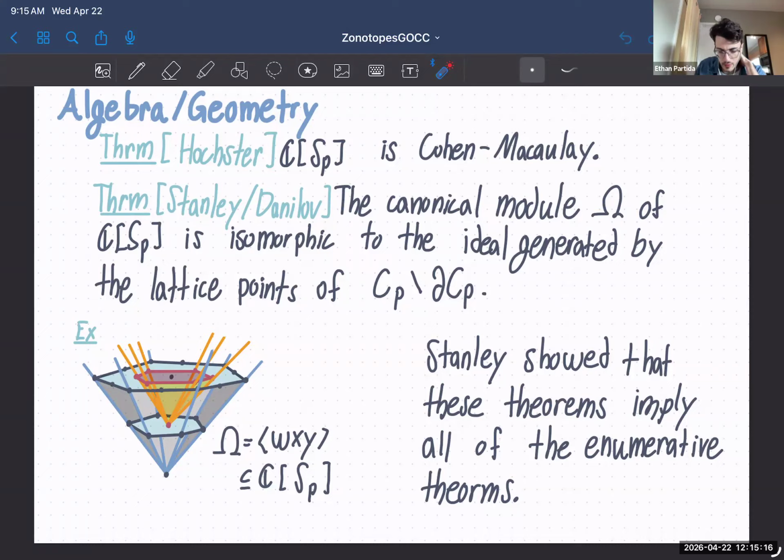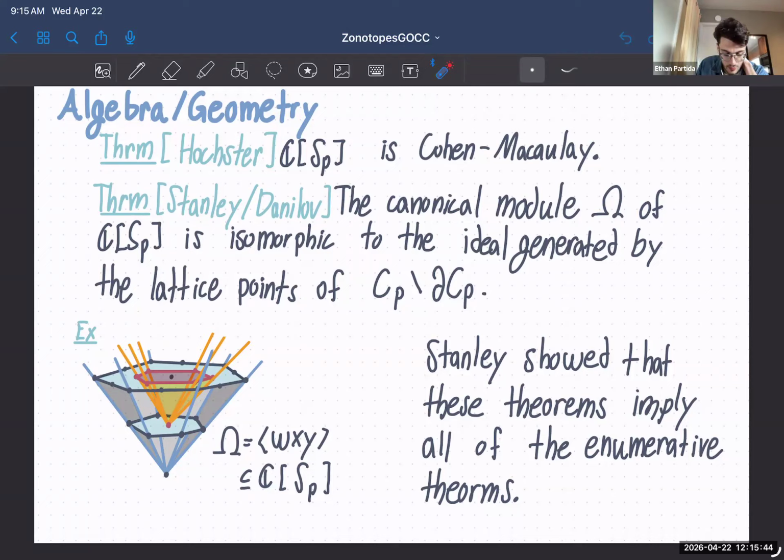And I'm going to sort of black box both the canonical module and this Cohen-Macaulayness property, but I at least want to tell you what this ideal looks like. It has a geometric way of thinking about it. What you do is you take this cone that you drew, the C sub P, and you place a copy of it at every single interior lattice point. And then you look at the union of these cones, the lattice points inside of them, and you look at the ideal generated by those.